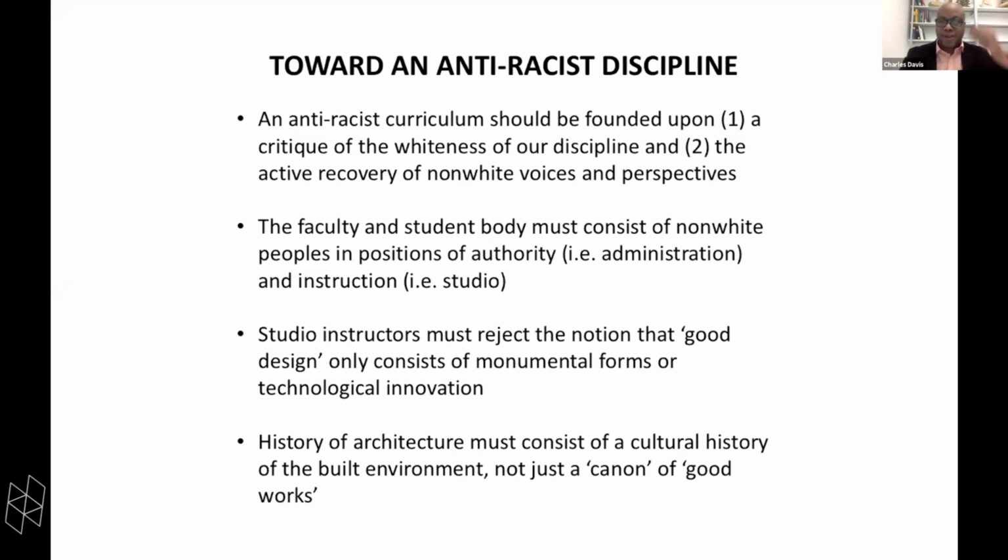In institutions like professional schools of architecture, the faculty and student body must consist of non-white peoples in positions of authority and instruction. Studio instructors must reject the notion that good design only comes from monumental forms or through technological innovation, the very engines that propel this kind of canonical notion of architecture that is associated and invested in these forms of whiteness that separate the global north from the global south, and that create this myth of genius primarily amongst its white producers. And then lastly, the history of architecture must consist of a cultural history of the built environment, not just a canon of good or monumental works.